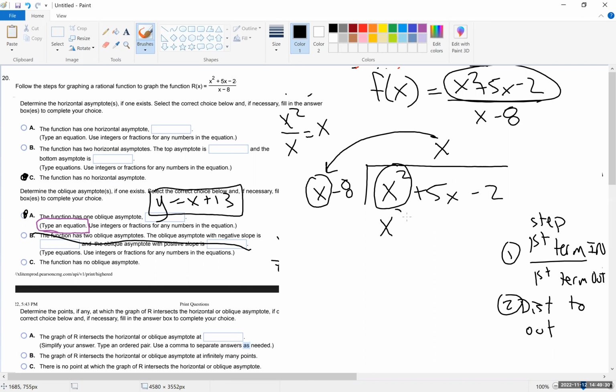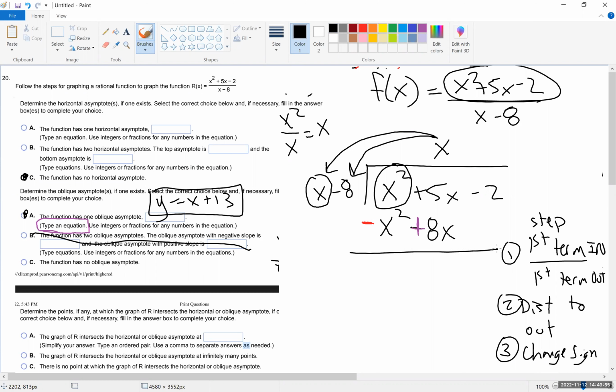X times x is x squared. And then we get x times -8 is -8x. And then the third thing we do is change the signs. This is a positive x squared. We're going to change it to be a negative x squared. This is a negative 8x. We're going to change it to be a positive 8x.